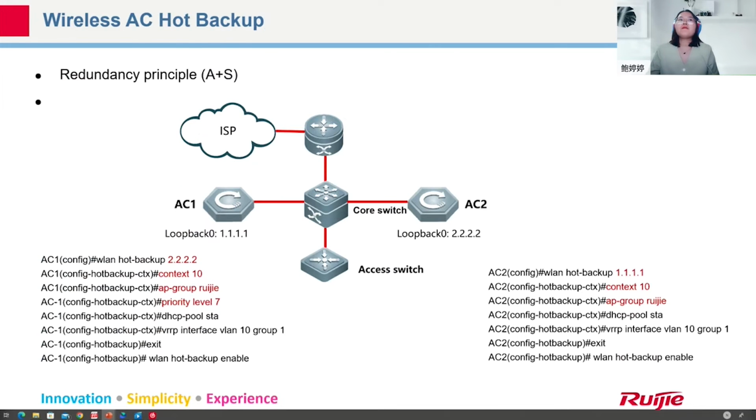Now the function of the hot backup. Hot backup means that in our topology, we have one AC and another AC, AC1 and AC2, and they will have loopback addresses. Of course, as in a well-known network, we have to add the basic configuration of VLAN, static route, and so on. And the special configuration for the hot backup is like this.